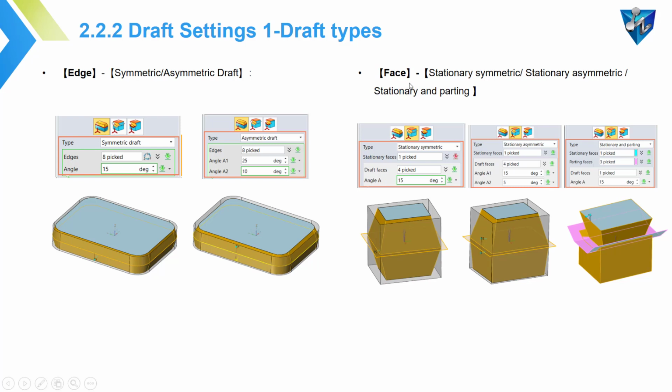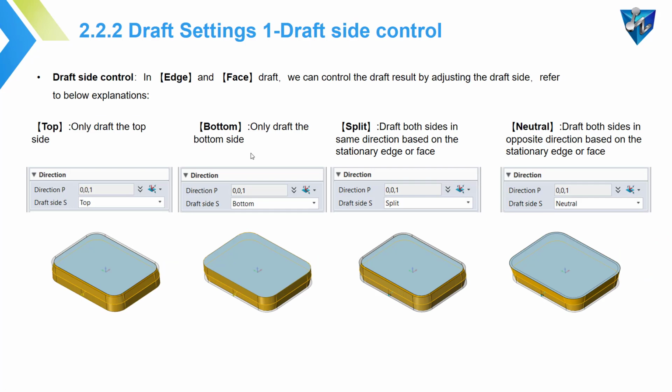So in the face draft, we have three draft types: stationary symmetric, stationary asymmetric, and stationary and parting. Totally three draft types, and you can see the cases in the below screenshots. And later I will show you in the software. And there are more draft settings.